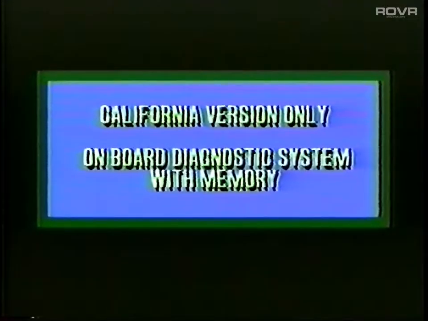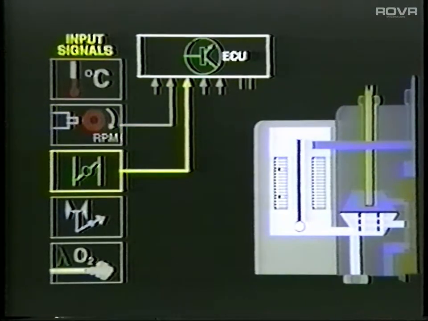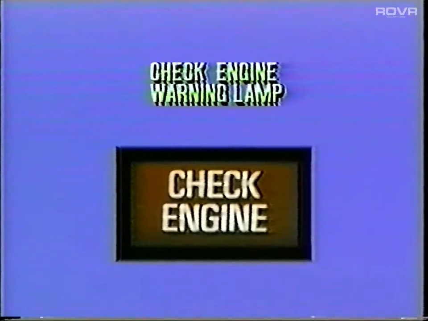The final change applying to all California version engines is the addition of an onboard diagnostic system with memory, which monitors all emission control components that either provide input signals to or receive output signals from the CIS-E control unit. The diagnostic circuitry will illuminate the check engine warning lamp when a problem is detected. The onboard diagnostic system is then used to quickly determine the faulty component or circuit.